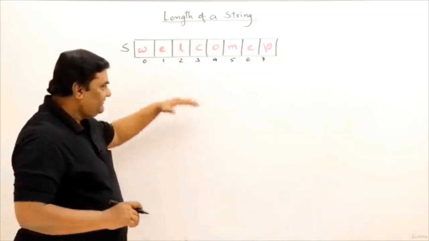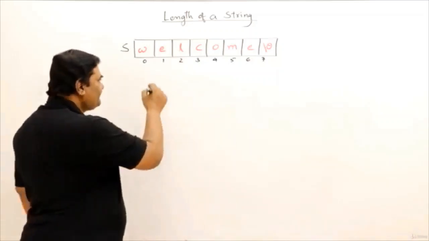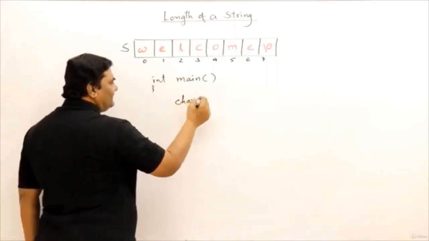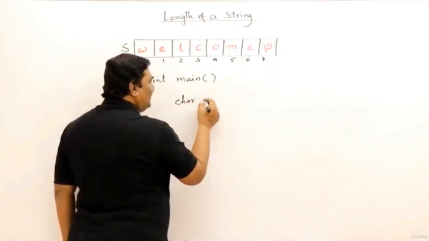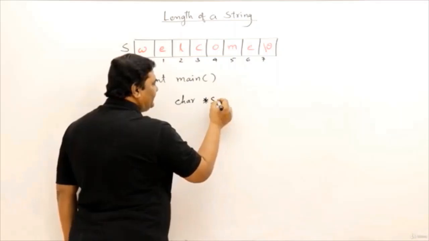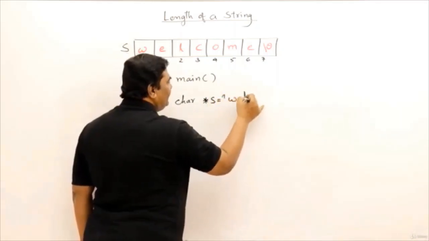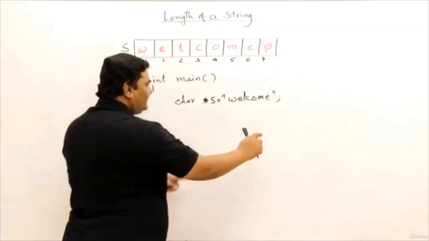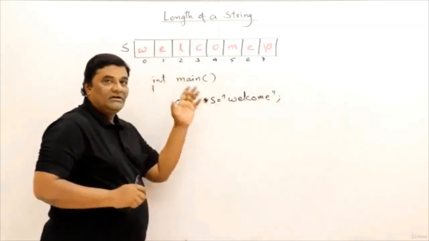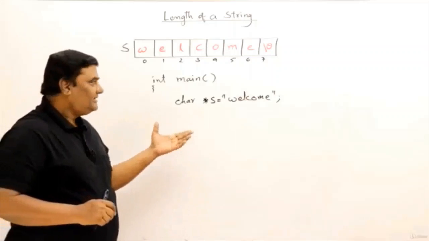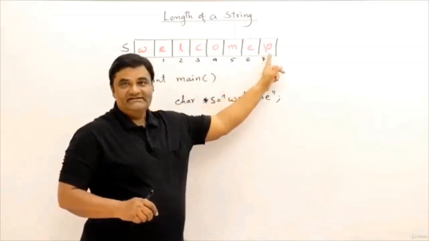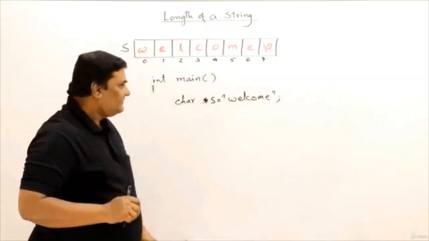So let us write directly in the main function. Here first I will create a string. char, the string name is S. I will take a pointer and write a string, that is "welcome". No need of \0 because it is enclosed in double quotes. So the C or C++ compiler will create this as an array along with \0. It will fill in that null character.